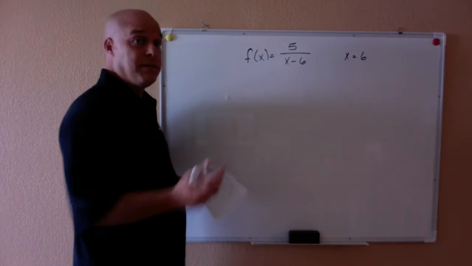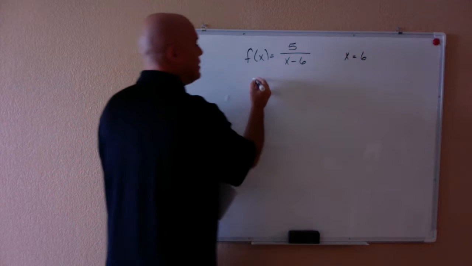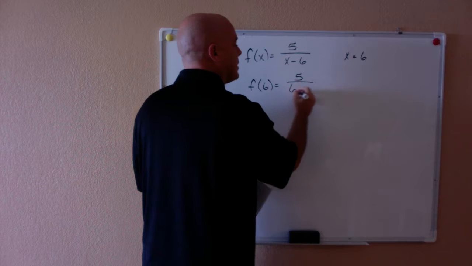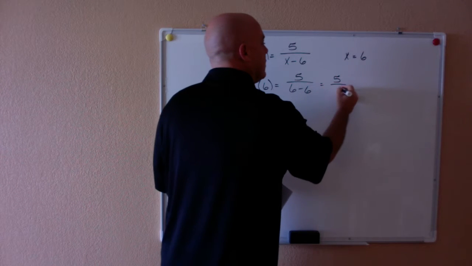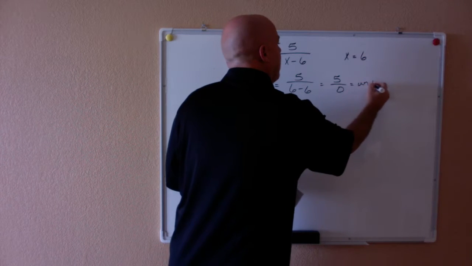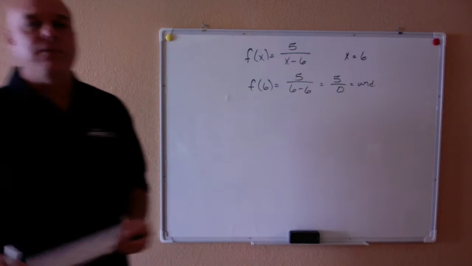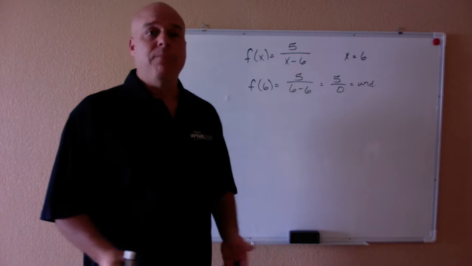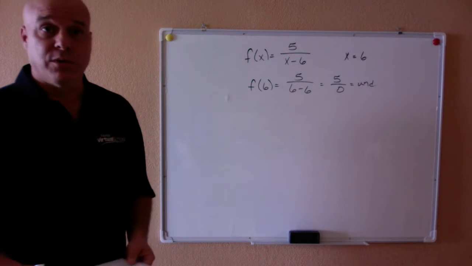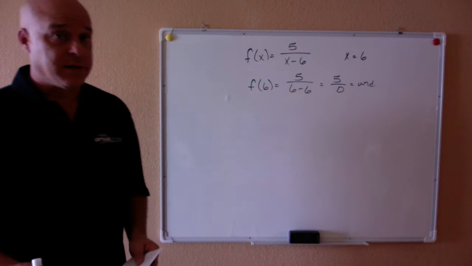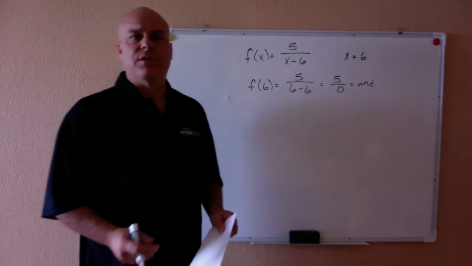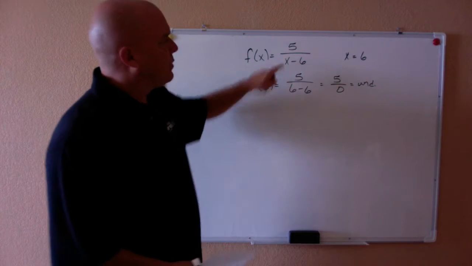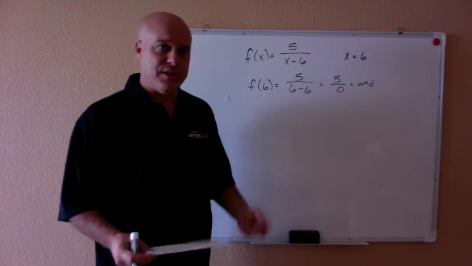In this case, you can see pretty easily that if I try and evaluate f of 6, I get 5 divided by 6 minus 6, which is 5 divided by 0, which is undefined. And so the value of f of 6 doesn't exist. The first condition for continuity does not apply, and so this is not a continuous function at x equals 6. Now let's talk a little bit further about this and see if we can figure out what type of discontinuity this is. Notice up here that this is not a function that we can algebraically simplify.